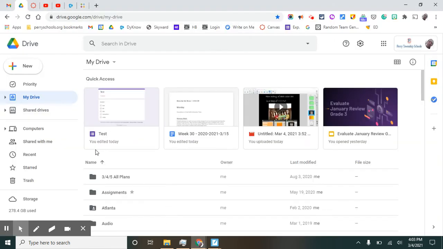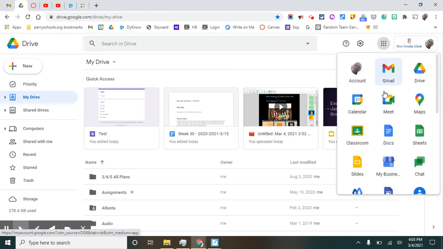I'm going to come in here to my drive here. Now, this is just drive.google.com. If you've never been to your Google Drive, that's all you do. Drive.google.com. It's always in the little waffle guy over here. Drive right there if you want to find it there.